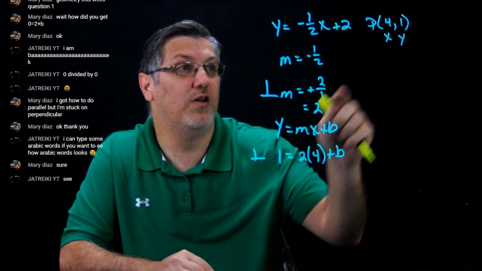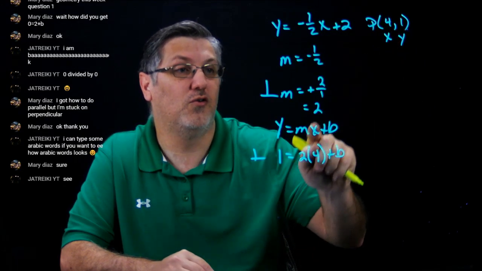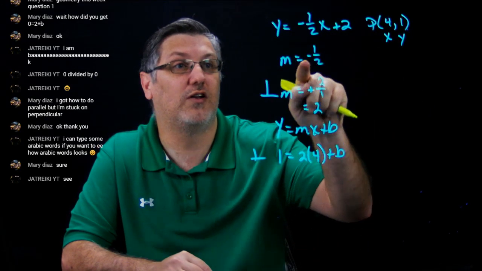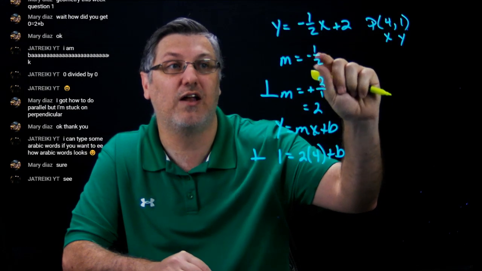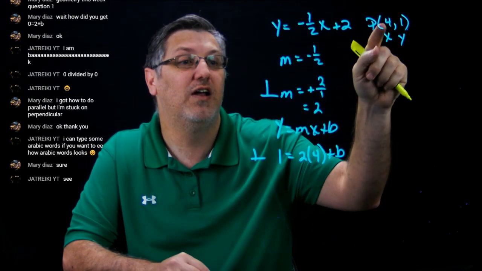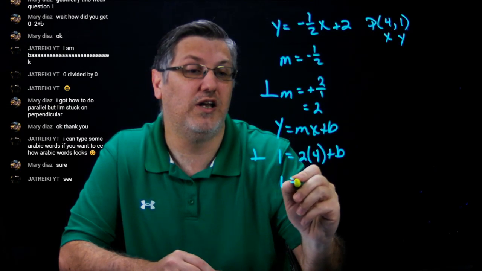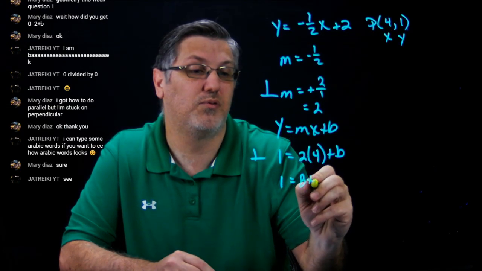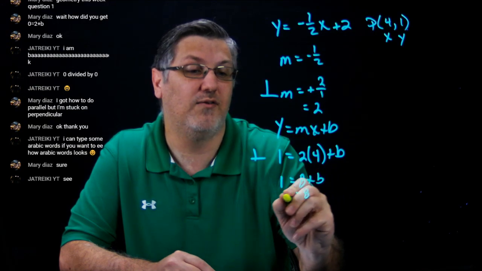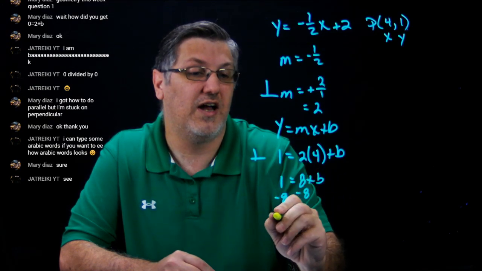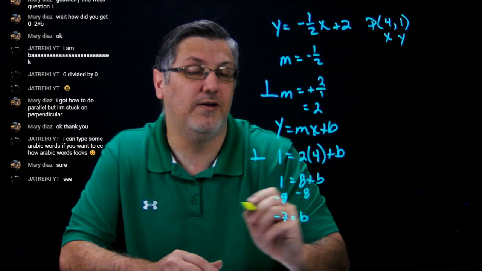So I got my 1 from my y, my 2 from my perpendicular slope, which I took the negative, I changed the sign, and I flipped the fraction upside down. And I got my x here. From here, I just simply solve for b. I got 1 equals, well, 2 times 4 is 8 plus b. Subtract 8 from both sides, and I have negative 7 equals b.